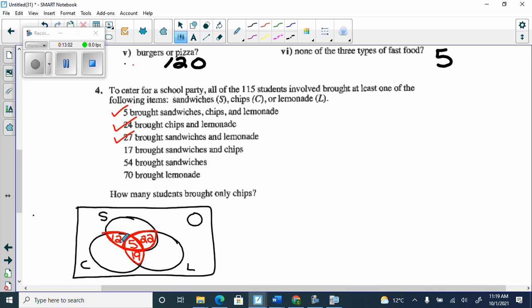We have to remember to subtract. Do you see that? Or your test is going to be awful if you don't remember that. The only time you don't subtract is when it says only. Or it says sandwiches and chips but not lemonade. Something like that. Then we go to our singles.